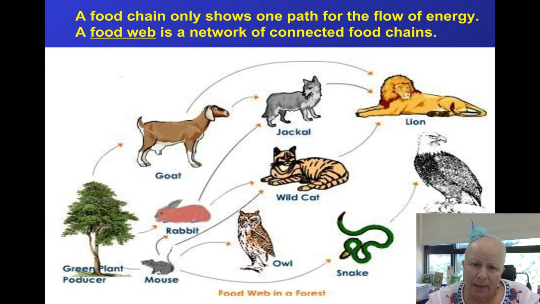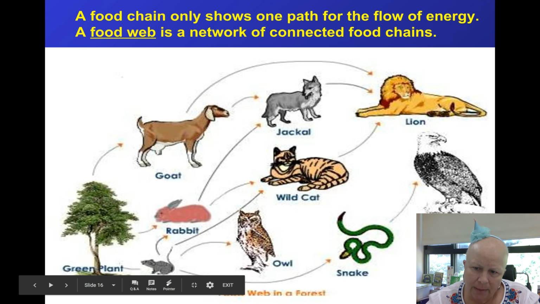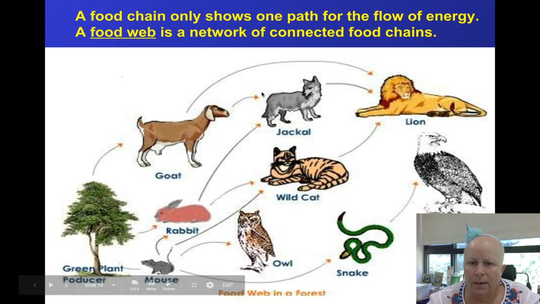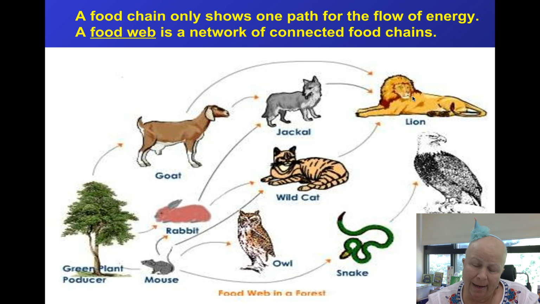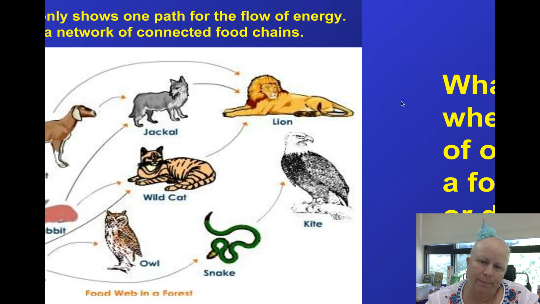And then if you look at some of these, let me find one. Let's see, so here the goat is passing on energy to the jackal, but the goat is also passing on energy to the lion if it's eaten by a lion. So the direction of the arrow tells you where the energy is going.